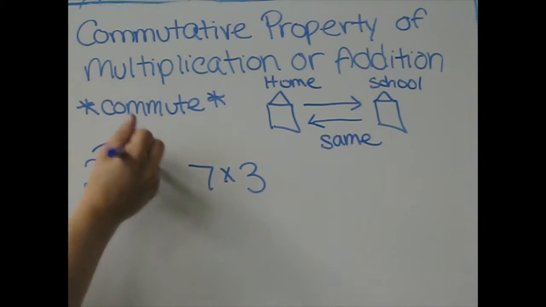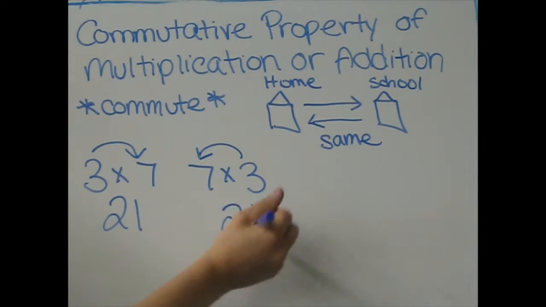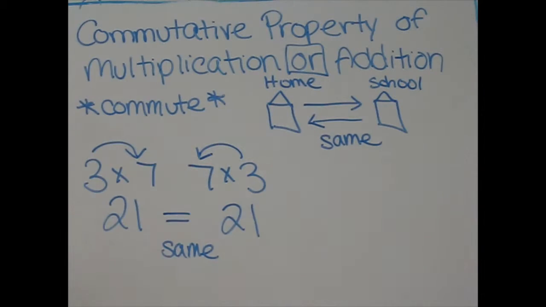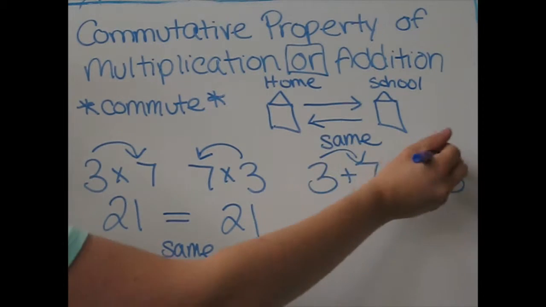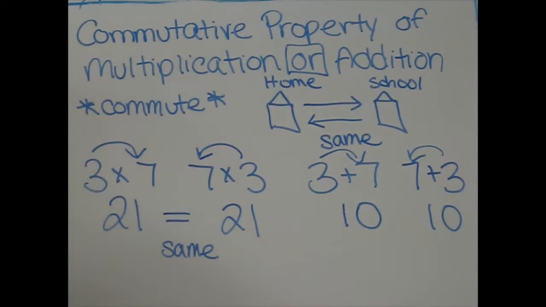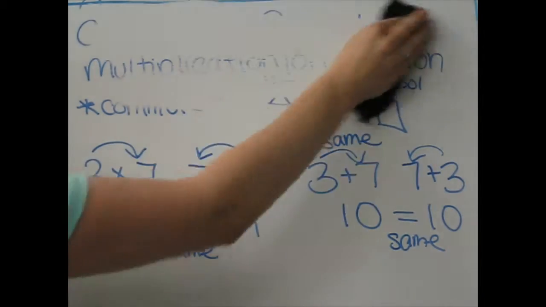So we're going to look at multiplication. 3 times 7 and 7 times 3 are both 21. Doesn't matter the order, they're still the same. We can do that with addition as well. Notice 3 plus 7 and 7 plus 3 are both 10. The order didn't matter. So the commutative property talks about order.